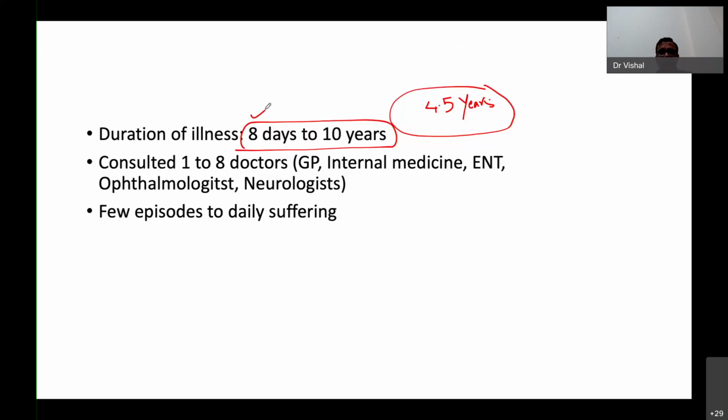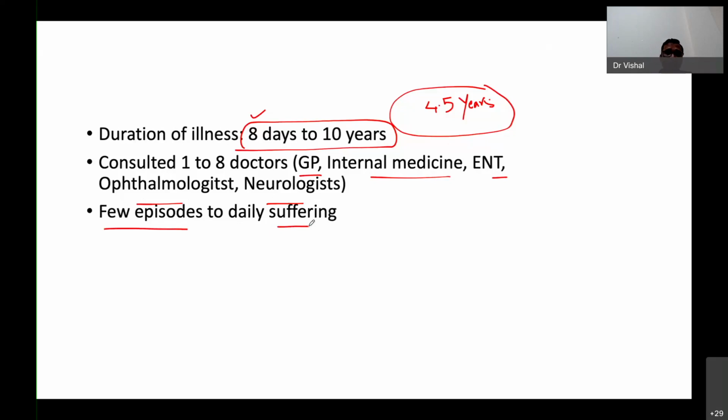So with time, what happens is the time to recognize and diagnose this condition is considerably reduced, because these patients keep consulting different doctors, ophthalmologists also, because they feel a blurring of vision, and they can have visual vertigo, and that's what happens. And the episodes can range from a few episodes to a daily suffering.